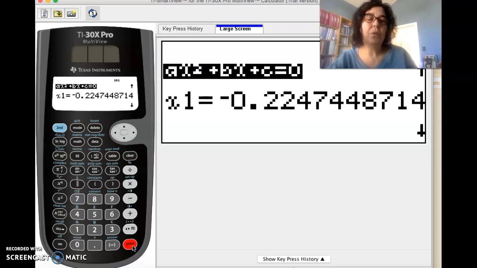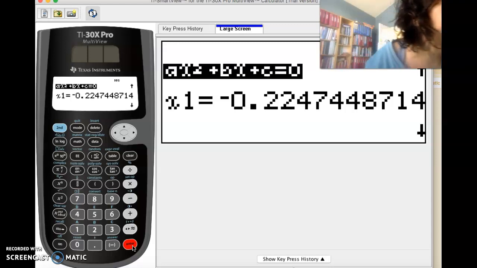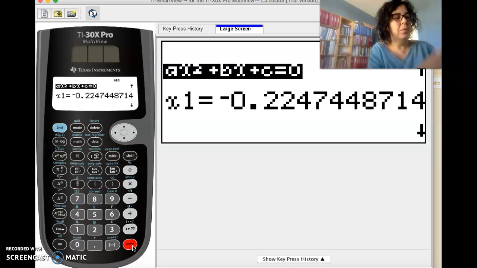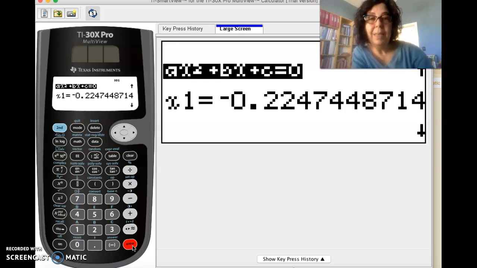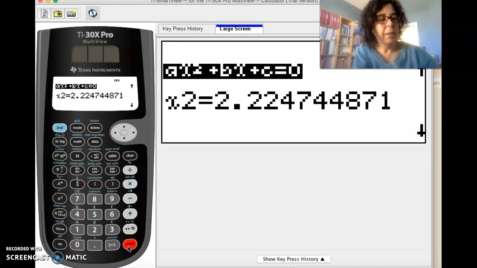All right, you're seeing your first x value: negative 0.224. I will be recording that with you. That will be your first root. You're taking it to 3 places after the decimal. Do not forget your negative sign in front of it. Hit enter again. That is your second x value, which is 2.224.